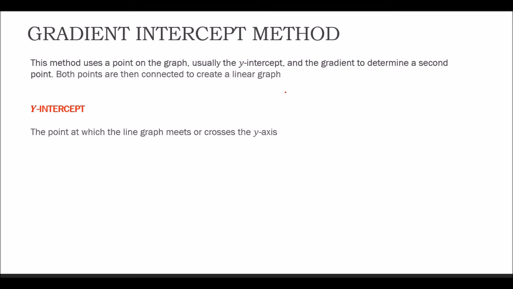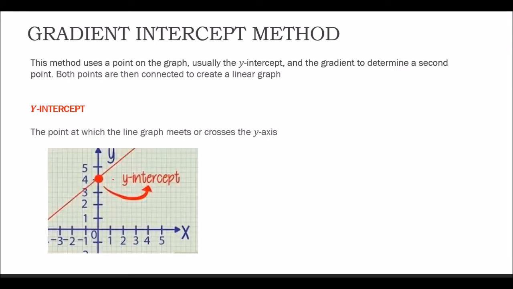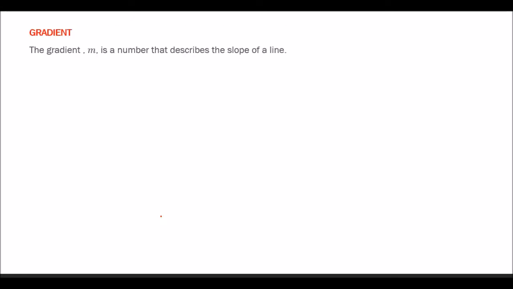For the gradient intercept method, the Y intercept is the point at which the line meets the Y axis. So for example here, you've got a line, and the Y intercept is right there. The Y intercept in this case is 0, 4, that coordinate right there. And then from there, we use the gradient. The gradient, M, is a number that describes the slope of the line, and the gradient can be calculated using this.